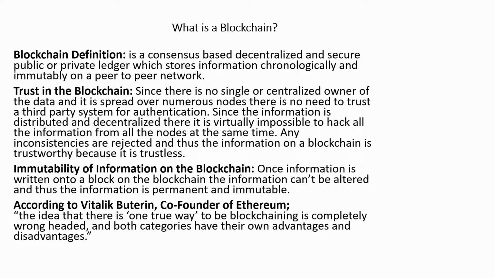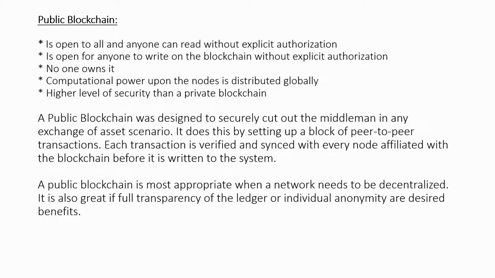So blockchain, Ethereum, can be used in so many different manners. For example, there's a difference between the public and the private blockchain. So what is a public blockchain? A public blockchain is open to all, and anyone can read without explicit authorization. So anyone can look at it and anyone can read it. It's open for anyone to write on the blockchain without explicit authorization. No one owns it, and the computational power upon the nodes is distributed globally. And it has a higher level of security than a private blockchain because it is open to all.